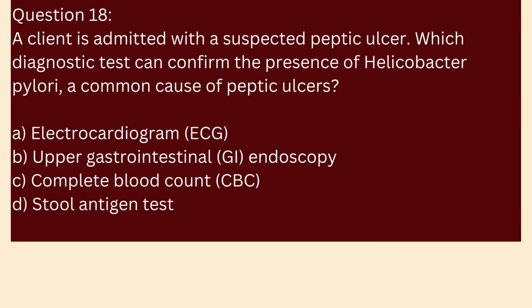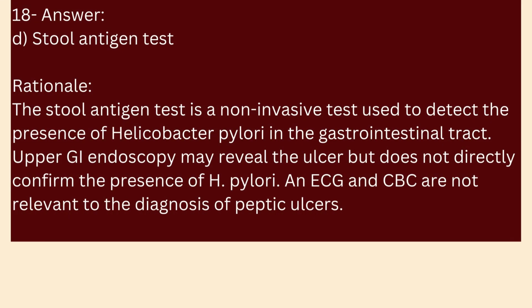Question 18. A client is admitted with a suspected peptic ulcer. Which diagnostic test can confirm the presence of Helicobacter pylori, a common cause of peptic ulcers? A. Electrocardiogram, ECG. B. Upper gastrointestinal, GI, endoscopy. C. Complete blood count, CBC. D. Stool antigen test. Answer: D. Stool antigen test.